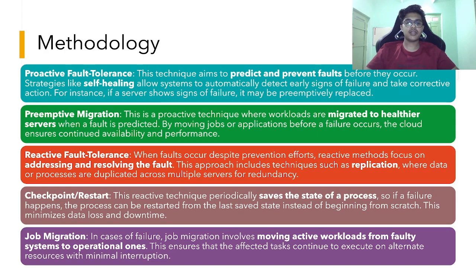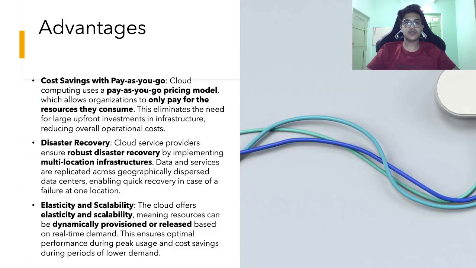The final point here is job migration. In cases of failure, job migration involves moving active workloads from faulty systems to operational ones. This ensures that the affected task continues to execute on alternative resources with minimal interruption. The next slide deals with the advantages of fault tolerance in cloud computing.